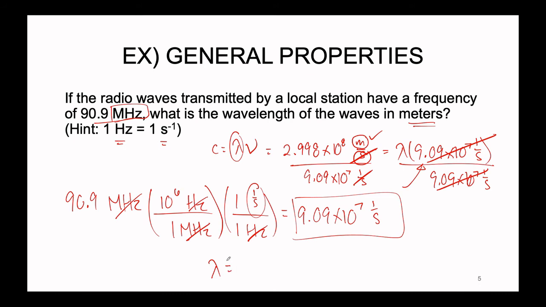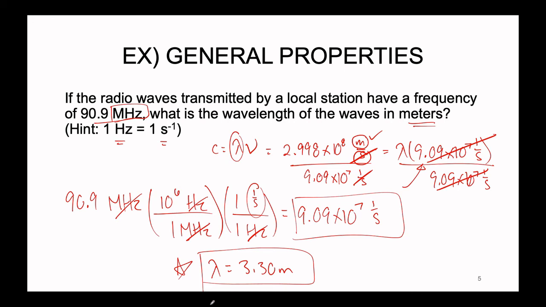This gives us a final lambda that I'm just going to write all the way down here, so I actually have space to write the number. That is equal to 3.30 meters. So this is around 10 feet, right? The wavelength from peak to peak of this particular radio wave that is delivering music through your car's radio at the frequency of 90.9 megahertz is approximately 10 feet, 3.30 meters.